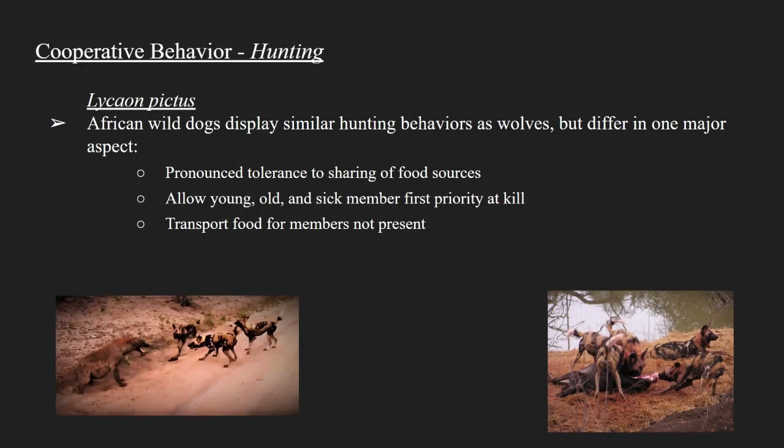African wild dogs hunt in much the same way as wolves do, but one significant difference in their hunting behavior provides another example of altruism. This species shows a pronounced tolerance and even active sharing of food resources. When they make a kill, the pack's hunters allow the young, old, and sick dogs to eat first, before the dominant pair. Like wolves, they also transport and regurgitate food for those that are not present at a kill.